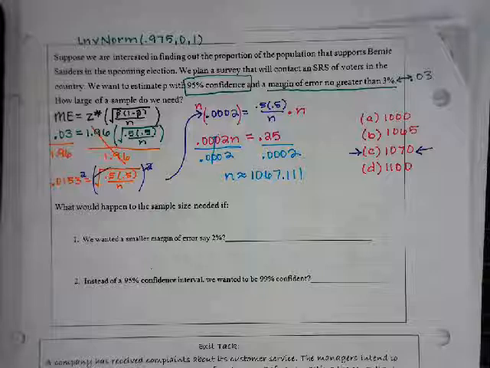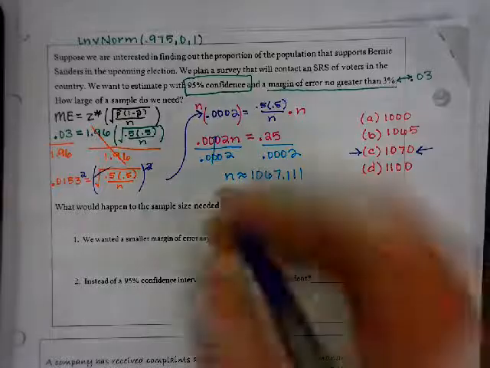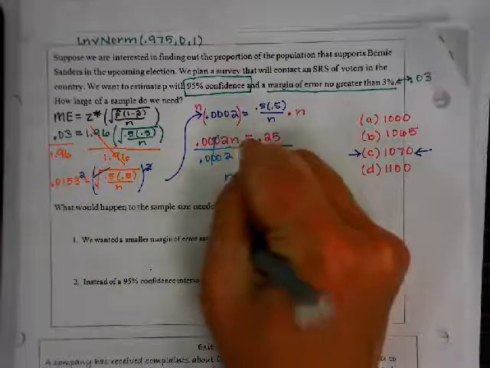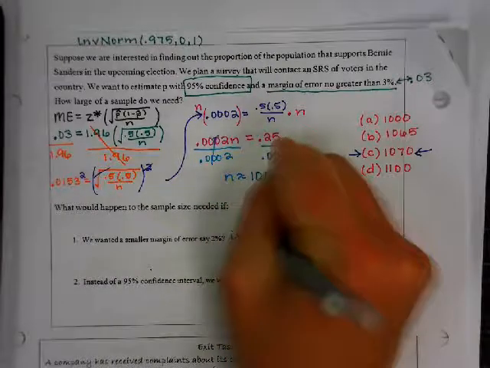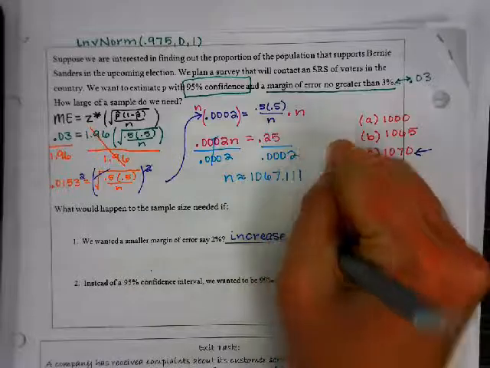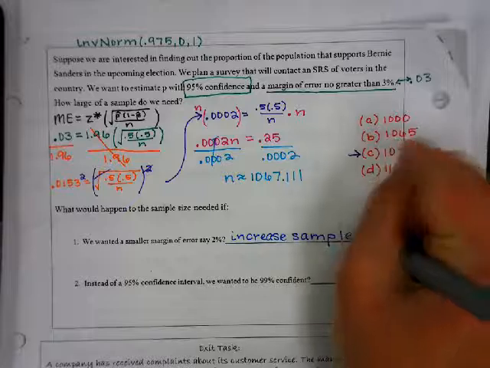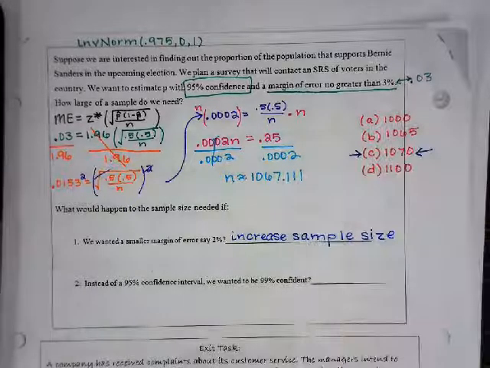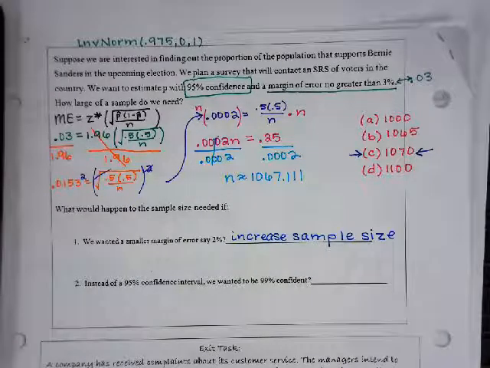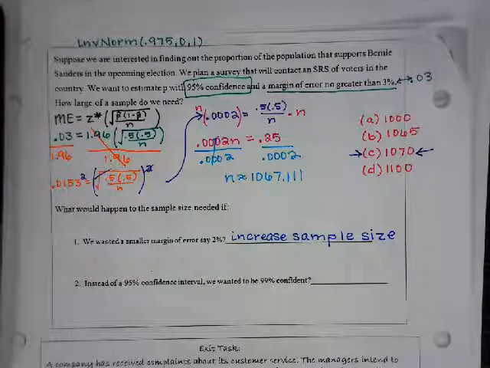What would happen to our sample size if we wanted to do 99% confidence rather than 95%? Yes, your Z star would change. But what's going to happen to the sample size? It's going to increase. I'm just going to mark an arrow. It's always increase. Increase that sample size. This is never a bad thing.